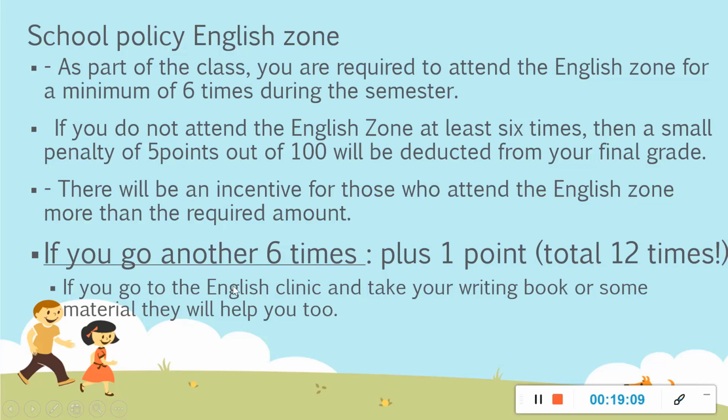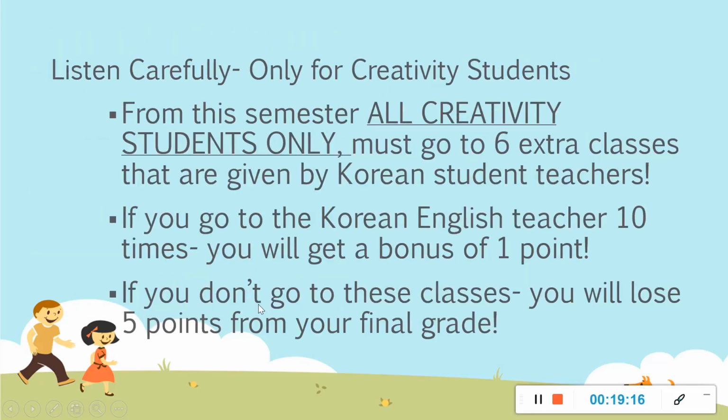There's also something called English Clinic, and the idea is you take a writing book there and they might be able to help you with this material. Now, you have to remember, last year, all students in creativity had to go to a Korean student teacher's class. They will teach you extra things about writing from that yellow textbook. You have to go 6 times. If you go like 10 times, you'll get an extra bonus point. But if you don't go to these classes, so you only go 2 times, you will lose 5 points from your final grade.